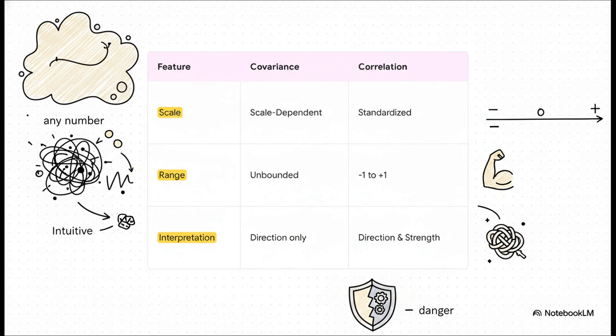Covariance can be any number, right? Positive infinity, negative infinity. It's unbounded. It's hard to compare an apple and an orange. But correlation? Bam! It's neatly packaged on this perfect little scale from -1 to +1. It gives us not just the direction, but a simple measure of strength too. It just feels intuitive, and that's both its greatest power and its greatest danger.